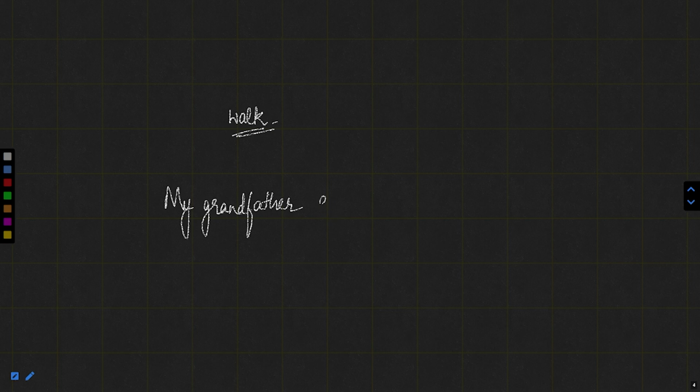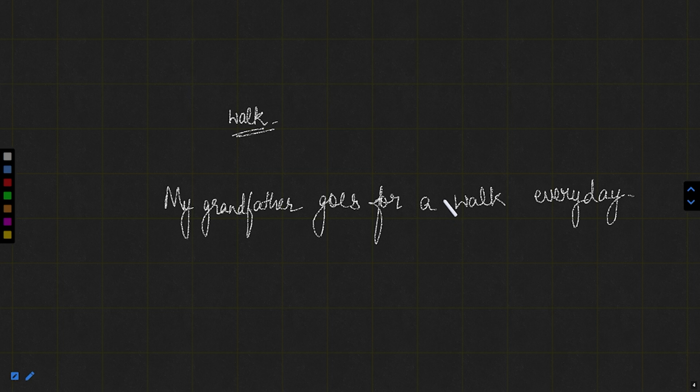goes for a walk every day. Now you must have heard such sentences many times in your life. In fact, you must have spoken these sentences many times in your life or made these sentences many times in your life. My grandfather goes for a walk. Now here, walk is not a verb. In fact, it is a noun.